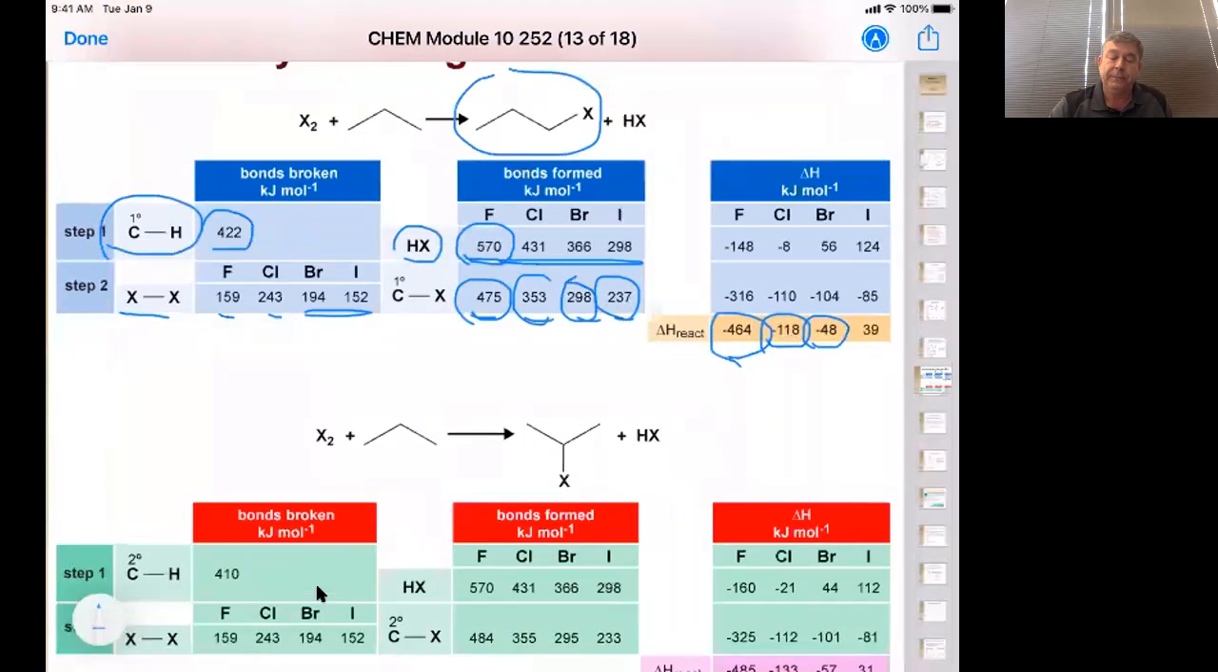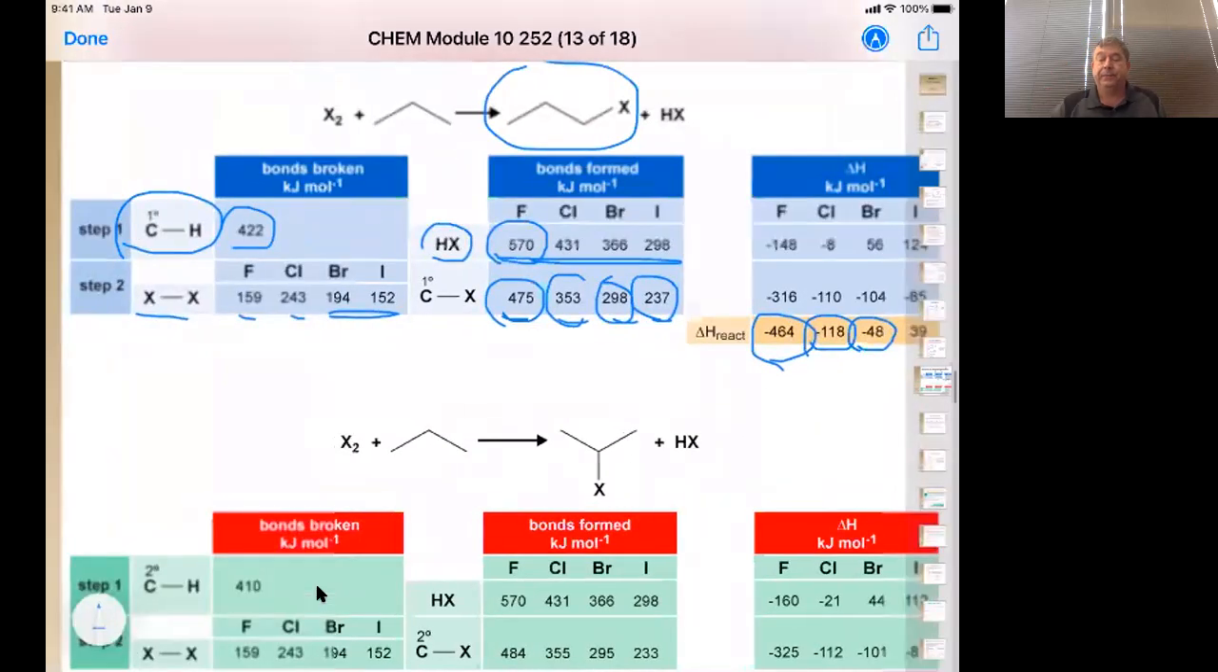But look at iodine. It's positive 39. So what does that tell us about the reaction with iodine? It's not favored. We get very little product from that reaction because it's endothermic. Okay. So we see that the fluorine reaction is very exothermic. So it's probably going to be the most energetic reaction, followed by the chlorine, followed by the bromine. Okay. That amount of heat given off is decreasing the selectivity of that reaction.